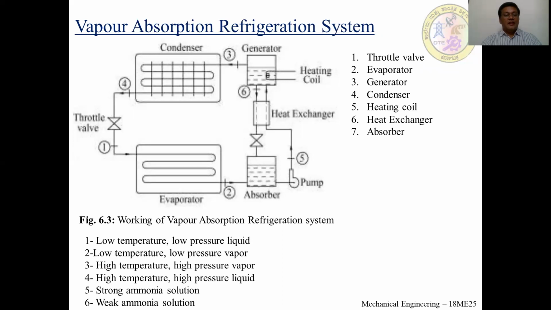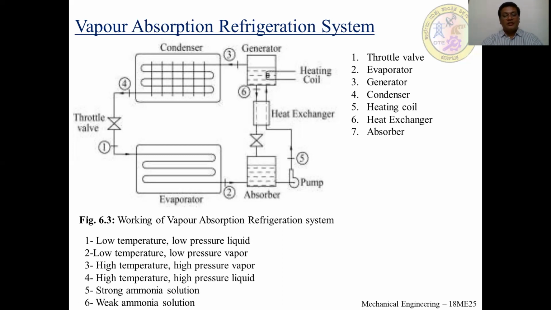After the phase change, we have low temperature, low pressure ammonia vapor. Then the low pressure ammonia vapor passes to the absorber. This is the absorber. In the absorber, the low pressure ammonia is dissolved in the weak ammonia solution at low pressure, where it is mixed and becomes strong ammonia solution.